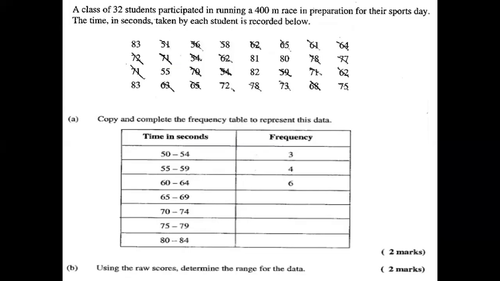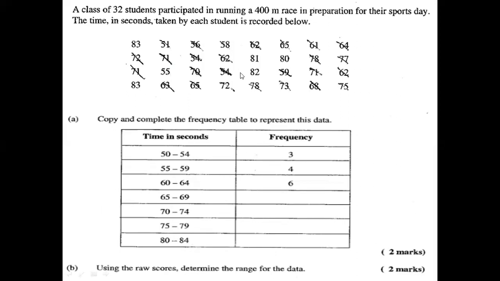All right, onward to another question on statistics. A class of 32 students participated in running a 400-meter race in preparation for their sports day. The time in seconds taken by each student is recorded below. All right, in our table here, we recognize that 3 of the rows are already completed. We have another 4 rows to complete here. I want to point out that 50 to 54 here, this kind of information, we call grouped data.